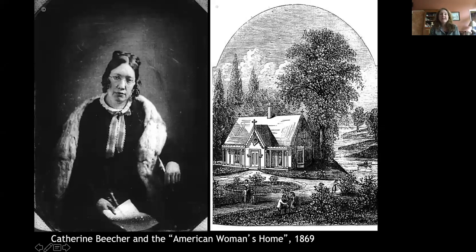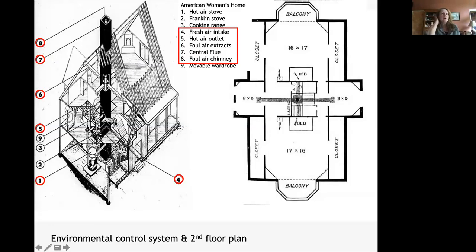If you're interested in this kind of stuff, there's a great book by Reyner Banham called Architecture of the Well-Tempered Environment. And there's a really nice section in there to learn more about Catherine Beecher. So she did a lot of great things in the houses. The one thing I want to point out here is she was really an innovator in creating a centralized heating system, which seems pretty conventional now, but it was fairly unusual for the 19th century.